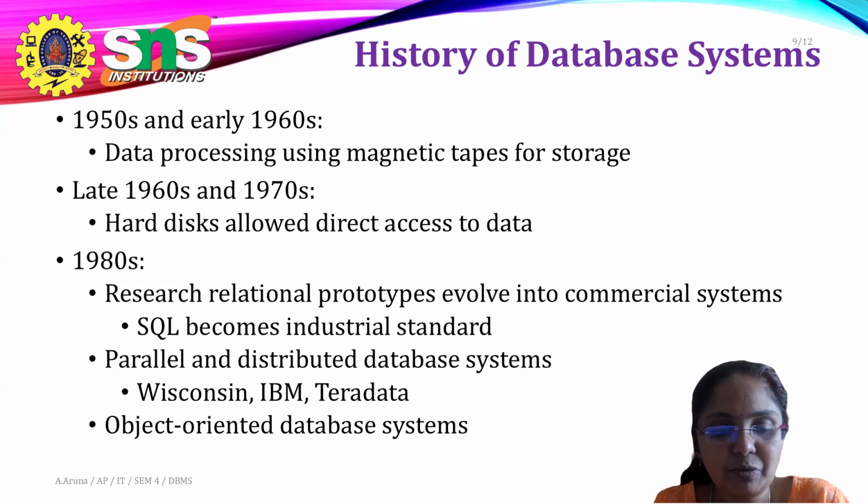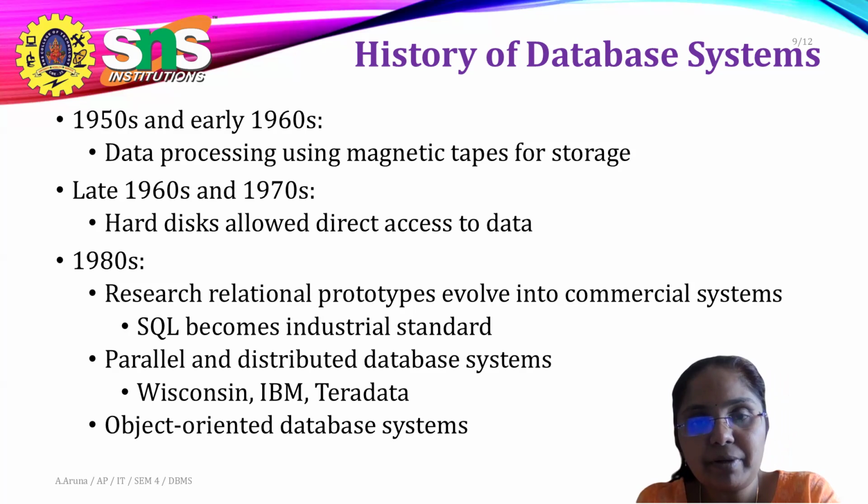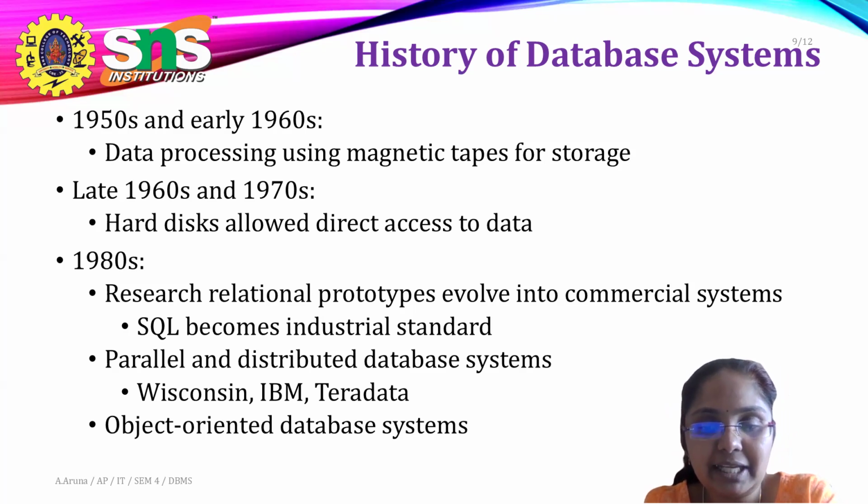In my lecture series today, we're going to see about the history of the database system. Kindly watch my previous video and then you will be able to easily understand this video. The database management system evolved in the late 1950s and early 1960s, processing data using magnetic tapes for storing the data. Magnetic tapes were the first type of data storage, and there we were using a database system.